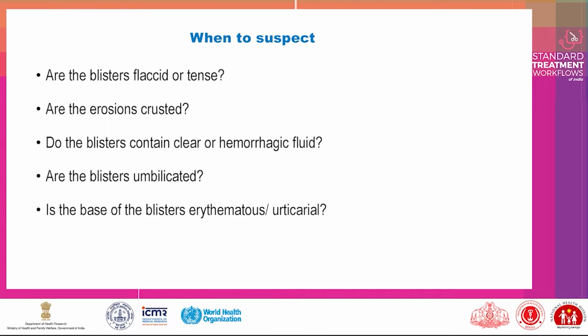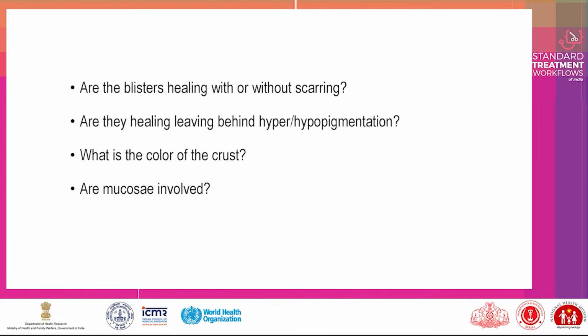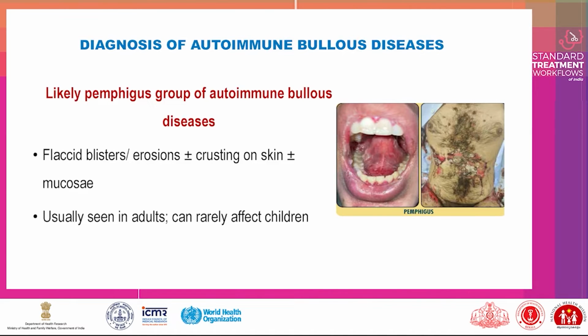When to suspect: Are the blisters flaccid or tense? Are the erosions crusted? Do the blisters contain clear or hemorrhagic fluid? Are the blisters umbilicated? Is the base of the blisters erythematous or urticarial? Are the blisters healing with or without scarring? Are they healing, leaving behind hyper- or hypopigmentation? What is the color of the crust? Are mucosae involved?